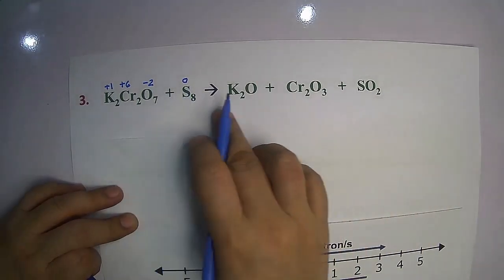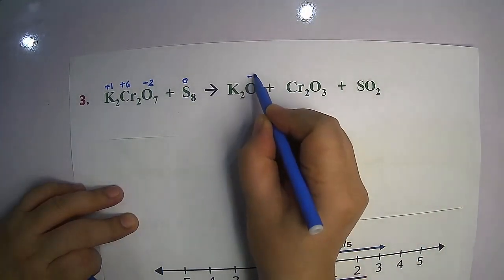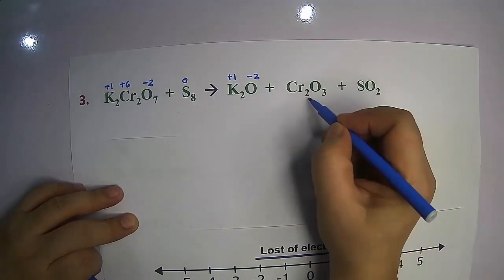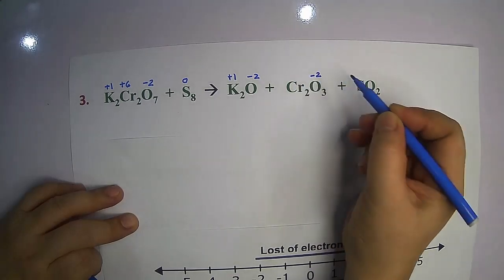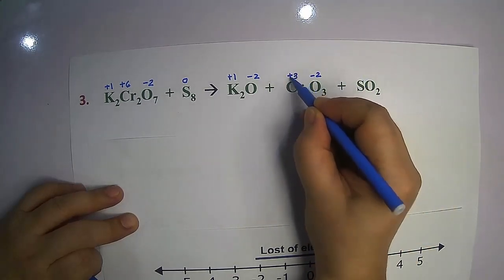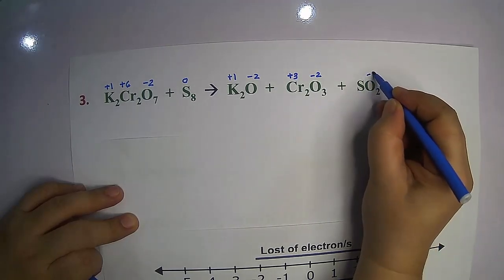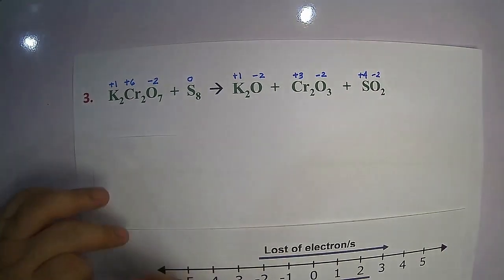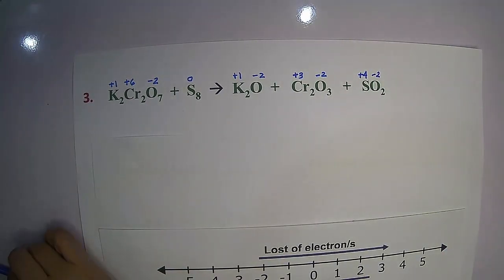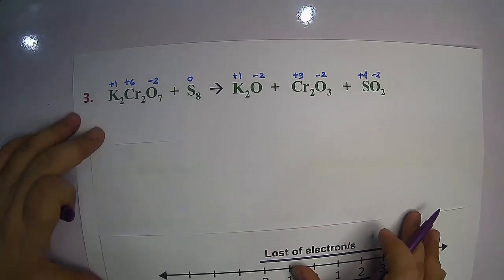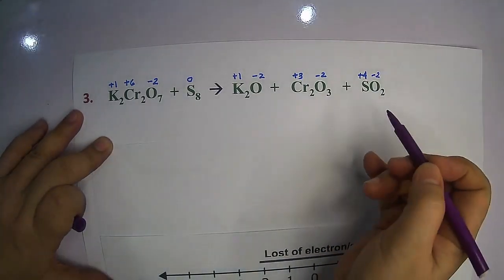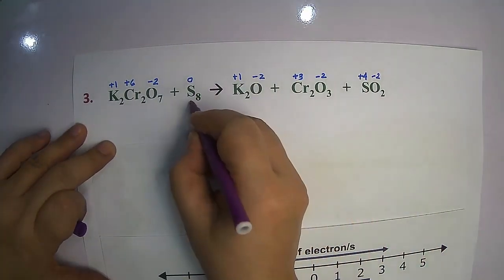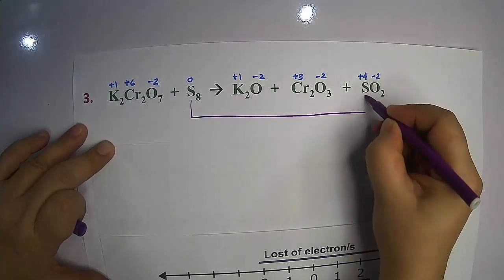Then, moving on, we have oxygen negative 2, potassium being in family 1A, positive 1. Again, this is by the crisscross method. Oxygen is negative 2, chromium is positive 3. So oxygen is negative 2, so sulfur here must be positive 4 to make it equal to 0. Now, identifying the 2 elements that change their oxidation state, obviously you have sulfur, from 0 to positive 4.